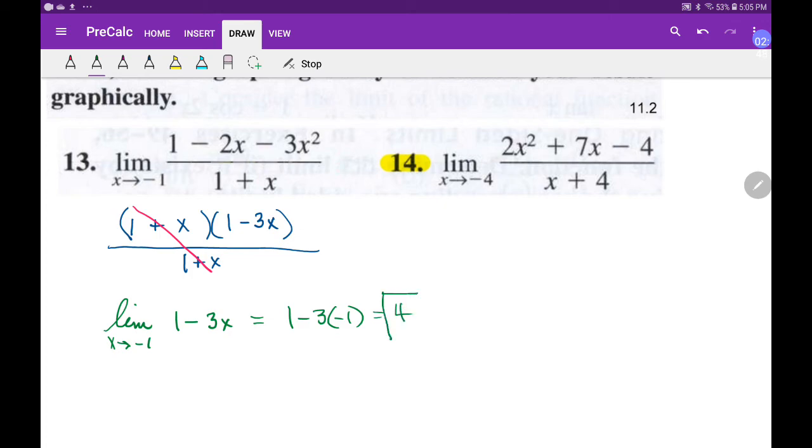So the limit as x approaches negative 1 of this function, 1 minus 2x minus 3x squared over 1 plus x, is 4. Even though it's not allowed to be there, the limit doesn't know that. The limit doesn't care. The limit is equal to 4. It does exist, even though the function doesn't exist there. The limit does, because all the limit cares about is appearance.